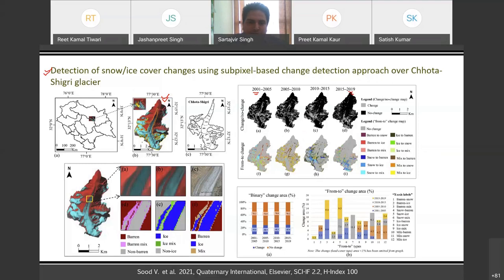I have not yet pasted the actual inputs, but here you can analyze the changes. The maximum changes observed are those converted from snow to ice or ice to barren, in the period of 2010 to 2019. So there is one problem why we have used this subpixel.